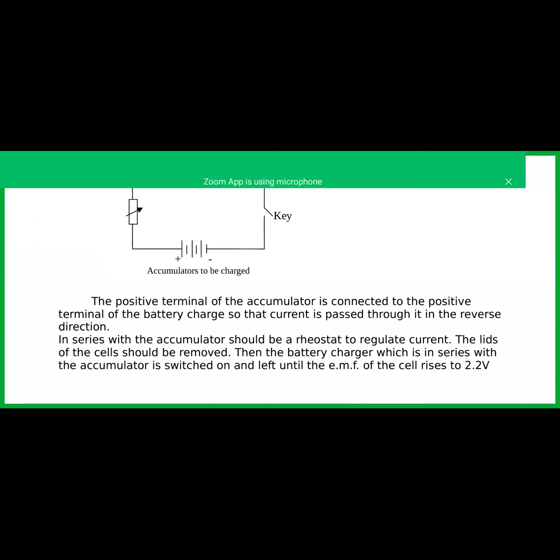The positive terminal of the accumulator is connected to the positive terminal of the battery charger so that current is passed through it in the reverse direction. In series with the accumulator should be a rheostat to regulate current. The leads of the cells should be removed. Then the battery charger, which is in series with the accumulator, is switched on and left until the EMF of the cell rises to 2.2 volts.